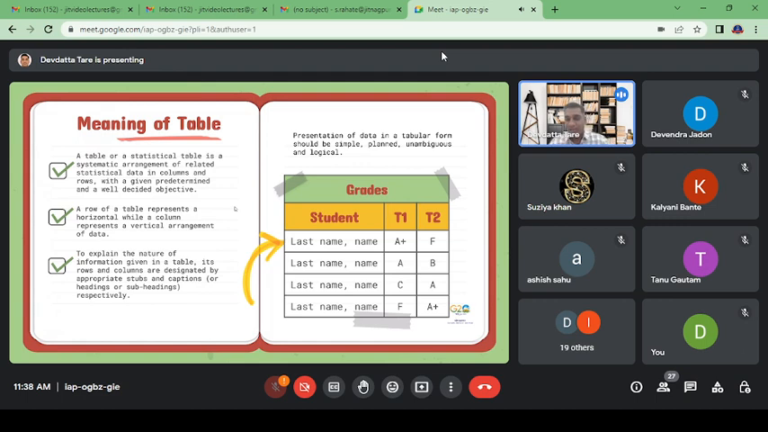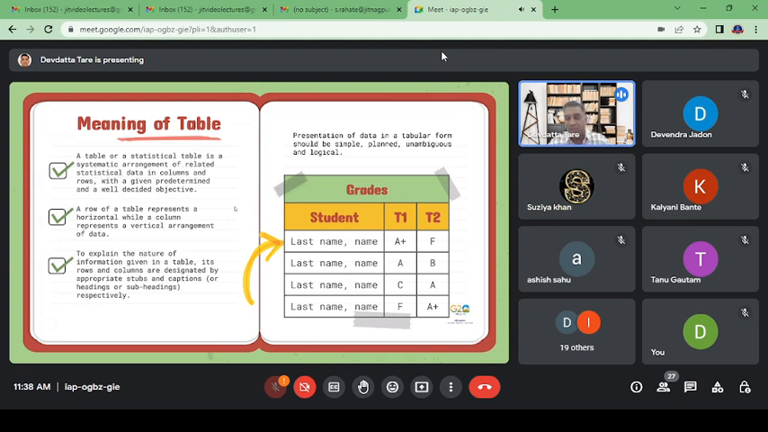Planned means your table should be placed in such a way, or should have such information, which is derived from or present in your research paper or your research thesis, or which is present with you and you are showing it in a tabular format. Unambiguous. Unambiguous means non-confusing. We should not beat around the bush. And logical. Logical means we have to present the data in some logic.